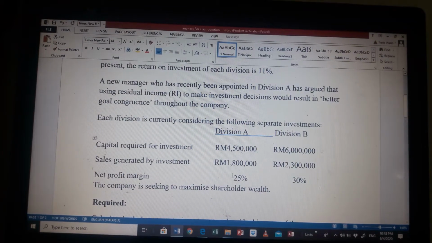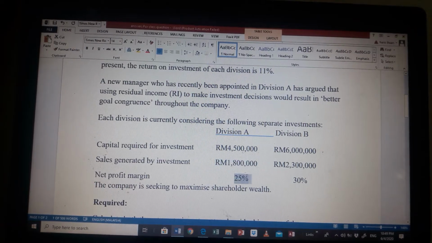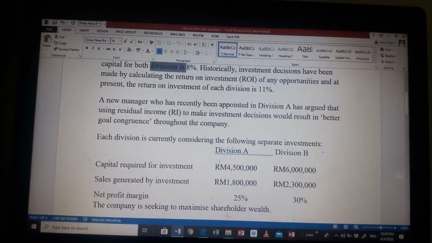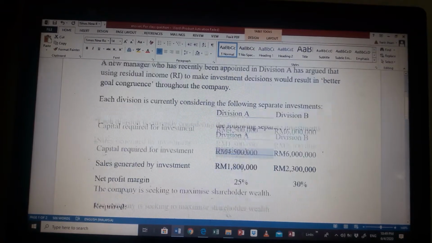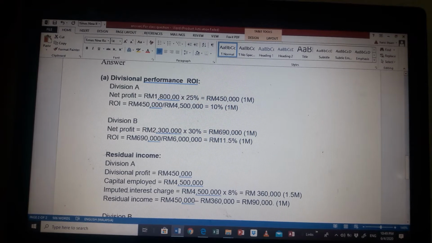We take the net profit margin times the sales generated, and we get our profit. Our profit minus the cost of capital. How do we find the cost of capital? It is 8% of the capital invested, 4.5 million. So 8% of 4.5 million equals 360,000.